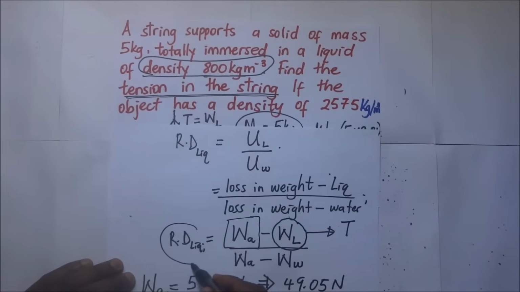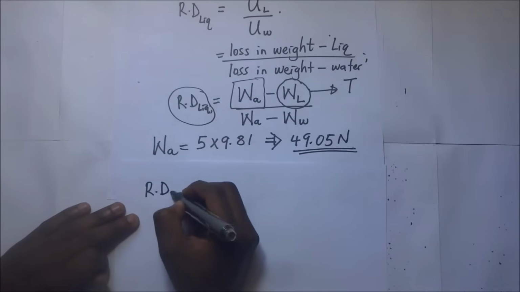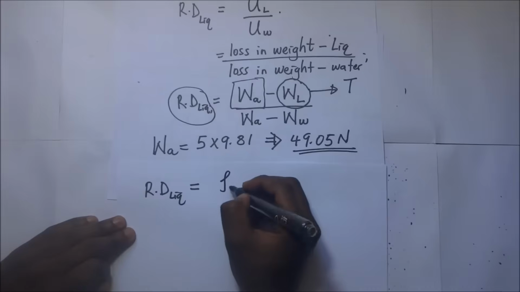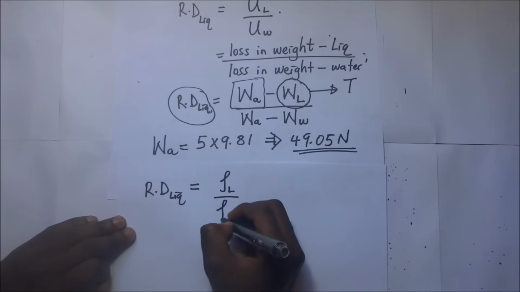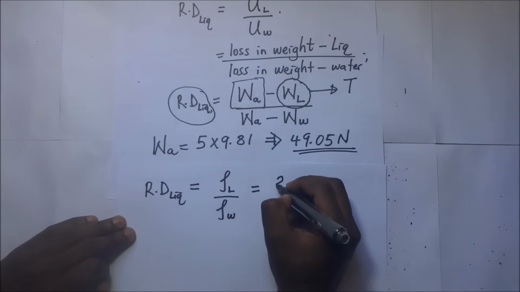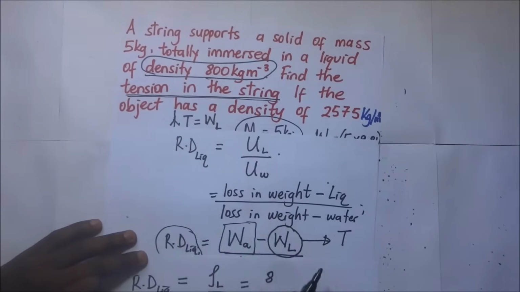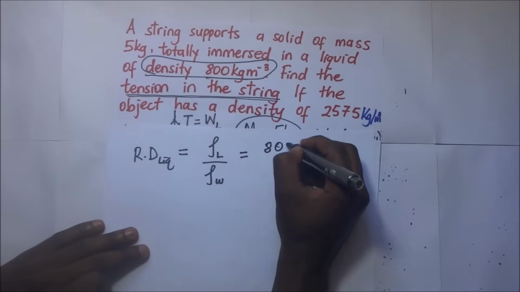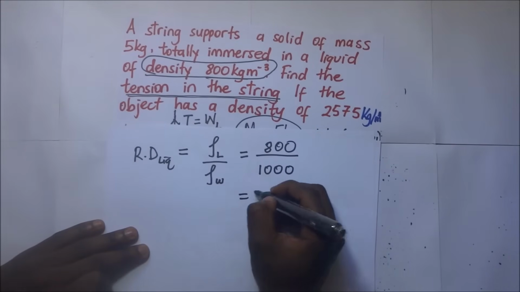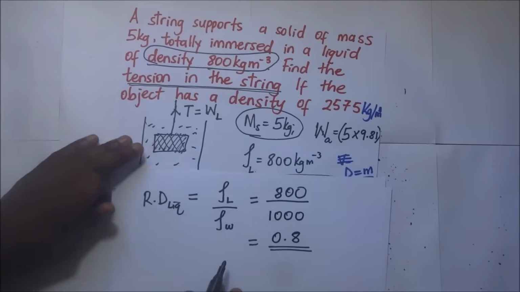So let's go ahead and find the relative density of the liquid. From the definition of relative density, it's going to be the density of the liquid divided by the density of water. According to our question, the density of the liquid is 800 kilograms per meter cubed. So it is 800 divided by the density of water, which is a standard 1000. So this is going to be 0.8. That's the relative density of the liquid.